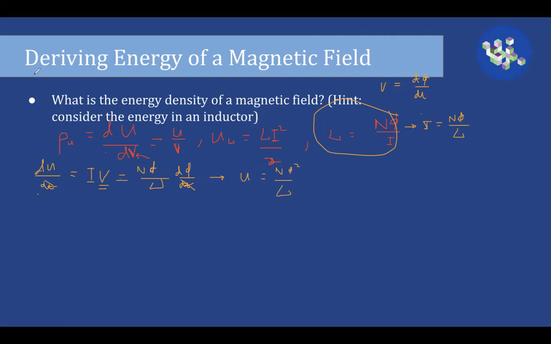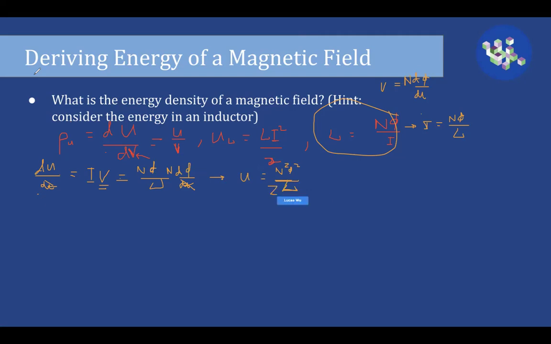Actually, we need to correct that: it should be B equals that, so it'll actually be N squared over here. N squared phi squared divided by L, I think. So that's our U, and then actually divide by 2L.